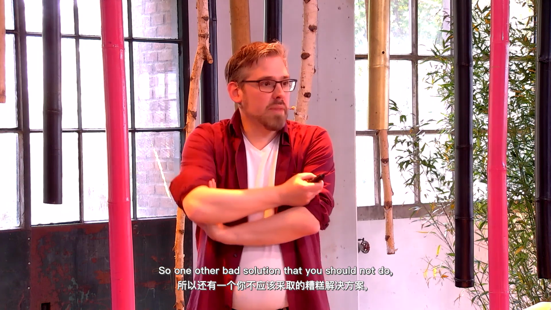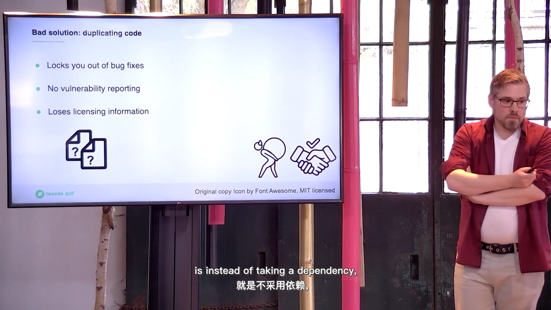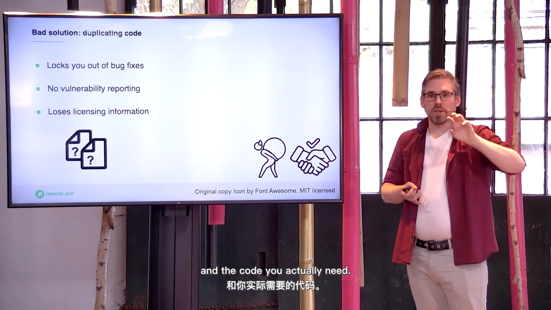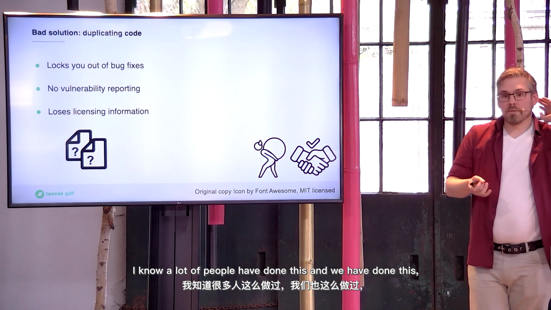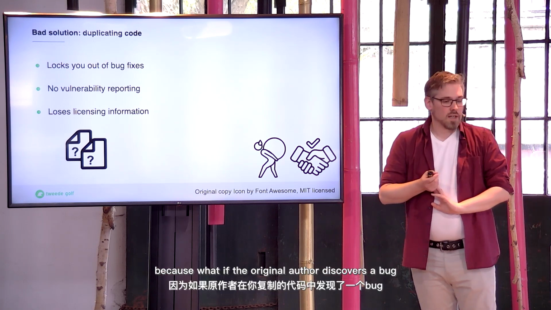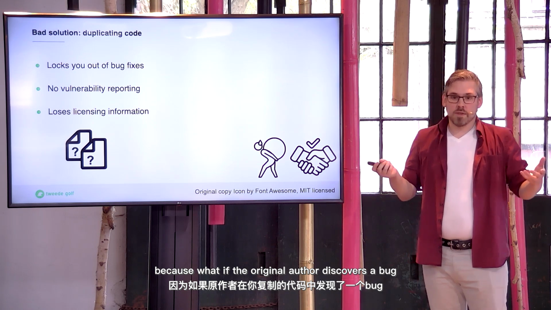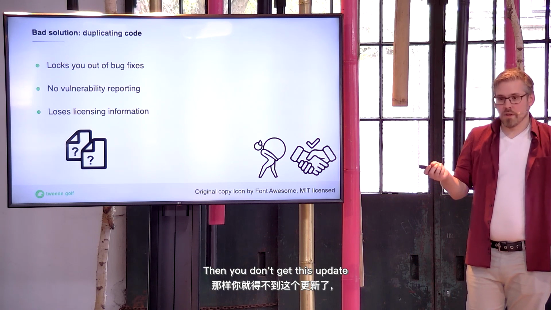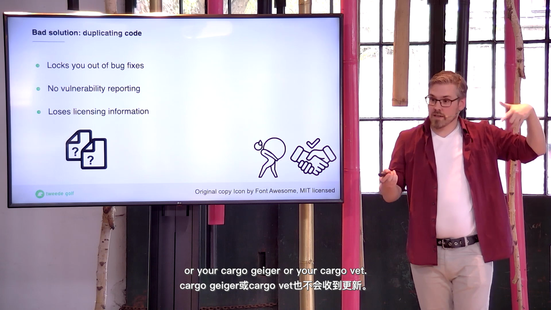So one other bad solution that you should not do, but probably a lot of people are doing this, is instead of taking a dependency, you just copy a little bit of code, the code you actually need. I know a lot of people have done this, and we have done this, but there are, of course, big downsides to this, because what if the original author discovers a bug or vulnerability in the code you copied? Then you don't get this update, and you also don't get it in your cargo audit or your cargo Geiger or your cargo vet.